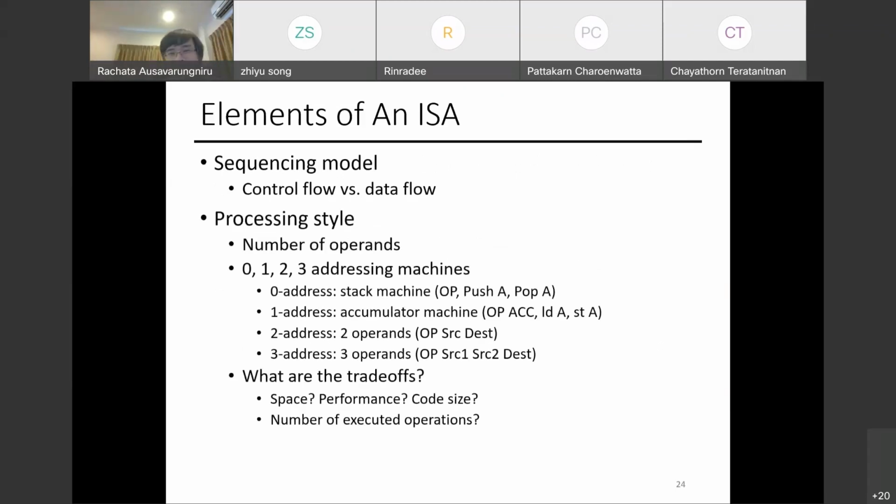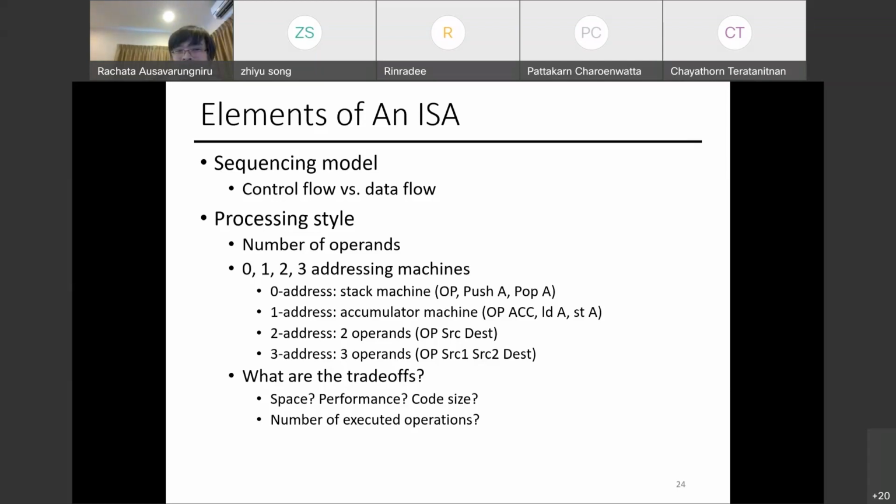Control flow versus data flow. You can actually have an ISA that somehow supports data flow and then build the hardware for that. It has been proposed in a few research papers, and it's quite complex to implement, but it can be really powerful if that's possible.